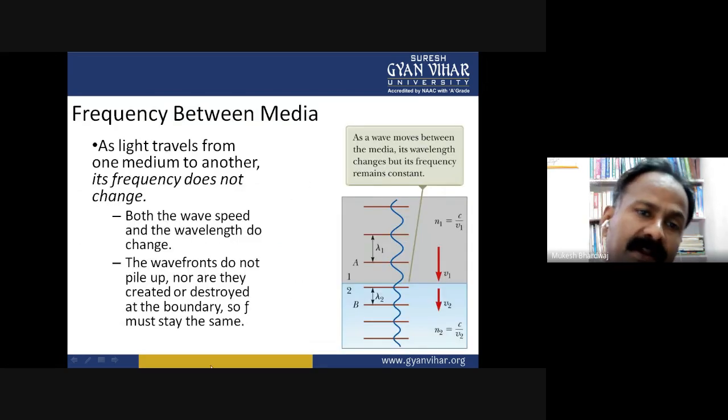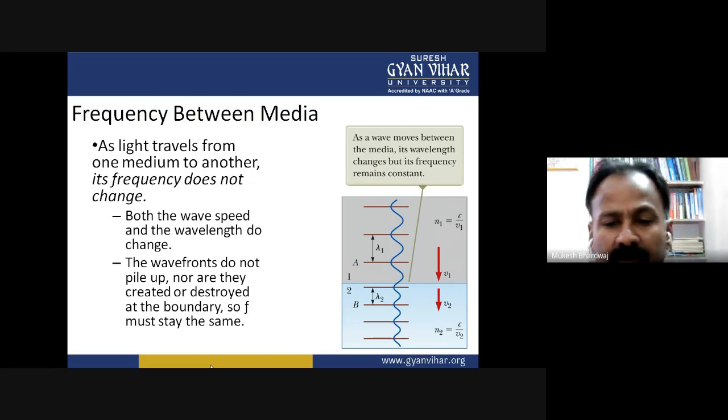Now, before starting the frequency between media, we would like to discuss further the success and the failure of the Huygens theory. The original Huygens theory explained refraction, interference, and diffraction, but fails to explain polarization, because Huygens assumed that the light waves are of longitudinal type.